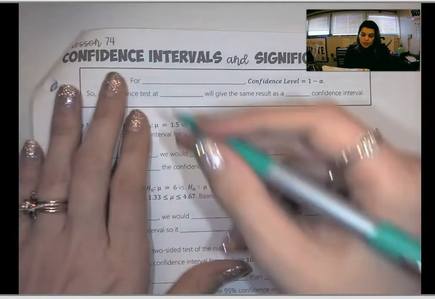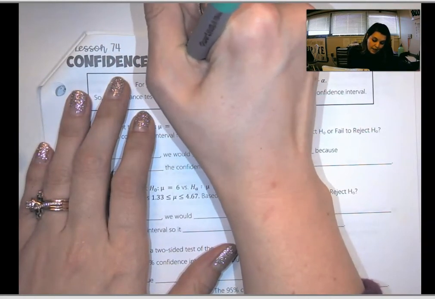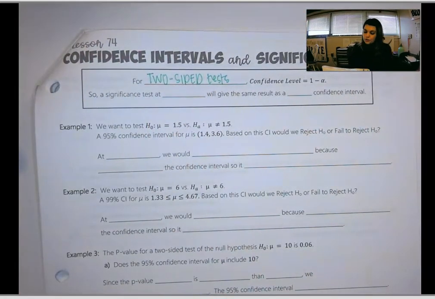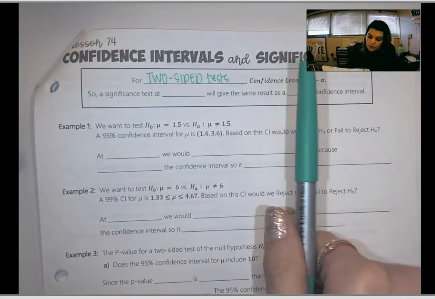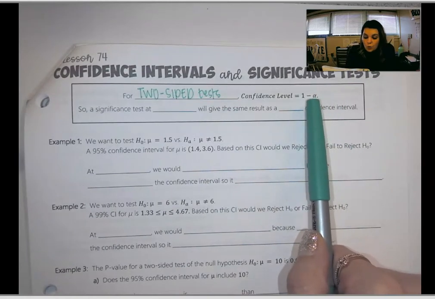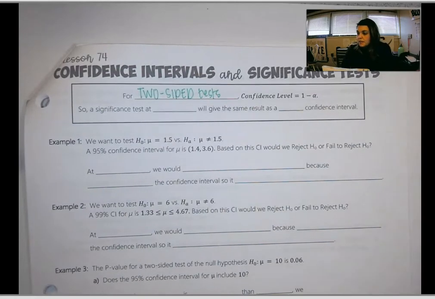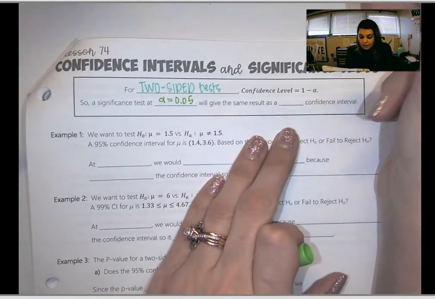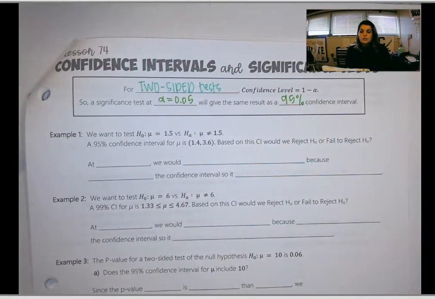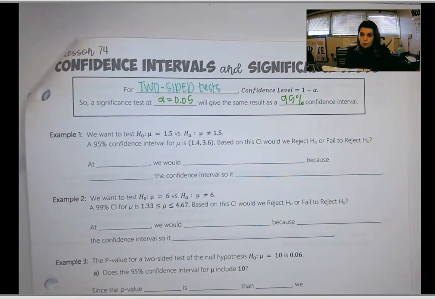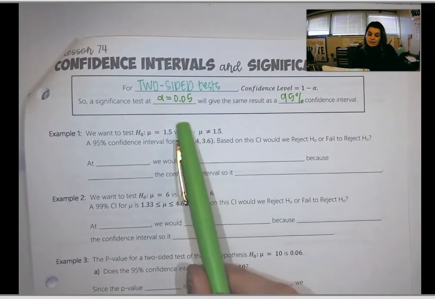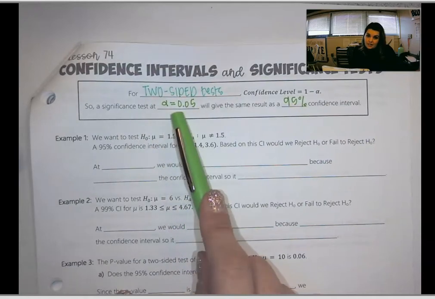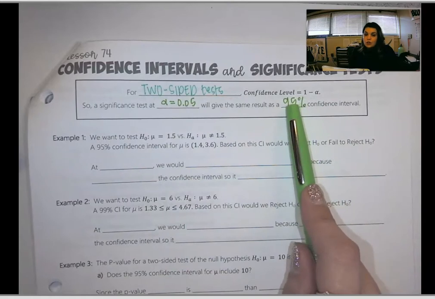This relationship only applies to two-sided tests. For two-sided tests, your confidence level will be equal to 1 minus alpha. So what does that mean? That means that a significance test at the default of 5% will give the same result as a 95% confidence interval, because 95 and 5 equal 100. So for a two-sided test, there is a relationship between your significance test and your confidence interval. Whatever alpha is, if you subtract that from 1, that'll tell you what your confidence level is.